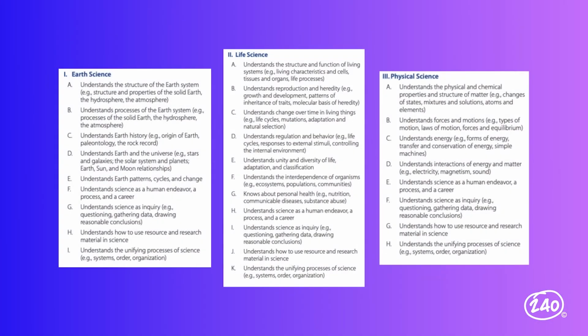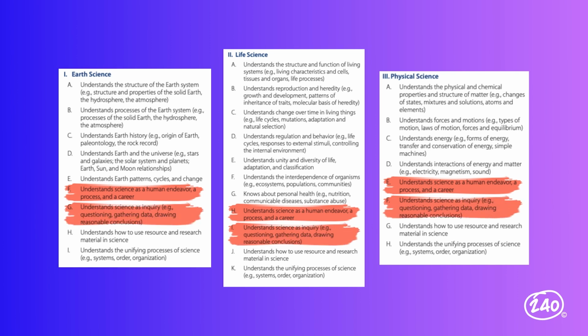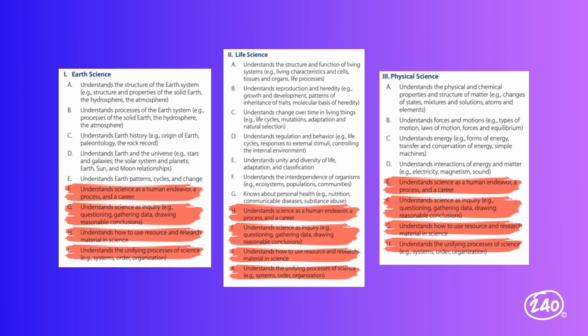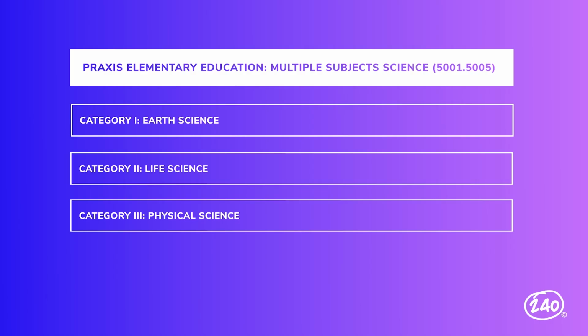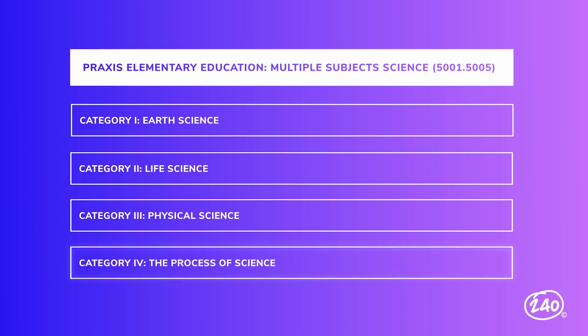The last 4 specifications of each category are exactly the same. Understand science as a human endeavor, a process, and a career. Understand science as inquiry. Understand how to use resource and research material in science. And understand the unifying process of science. Since the test creators listed these 4 specifications in every category, we can assume they're pretty important. So let's pull these out and make a 4th category. We'll call it the process of science.